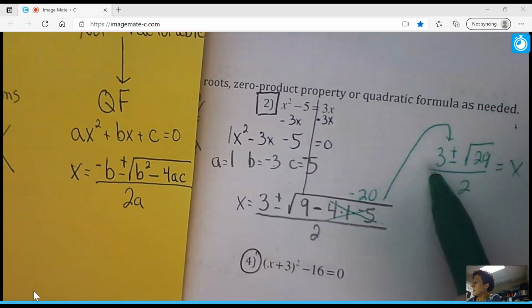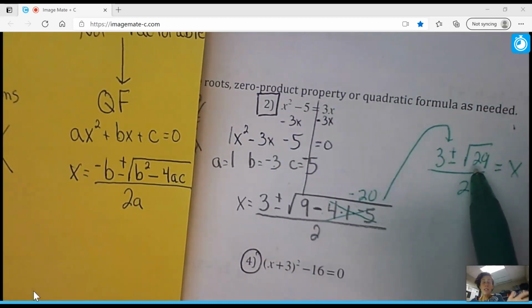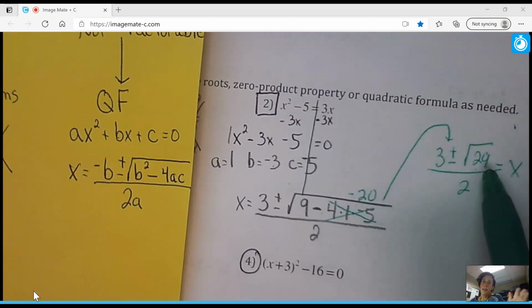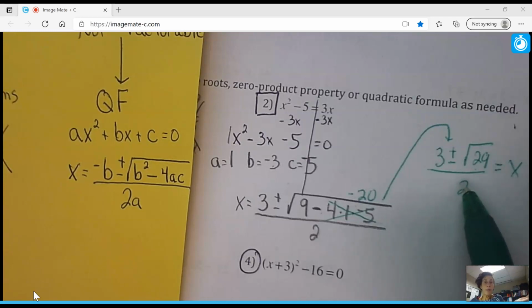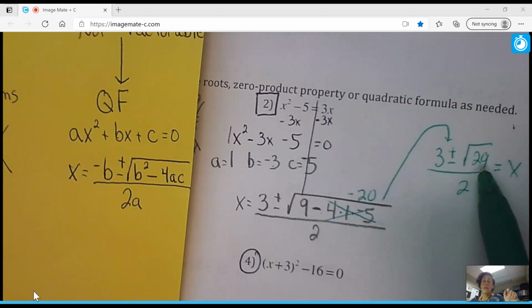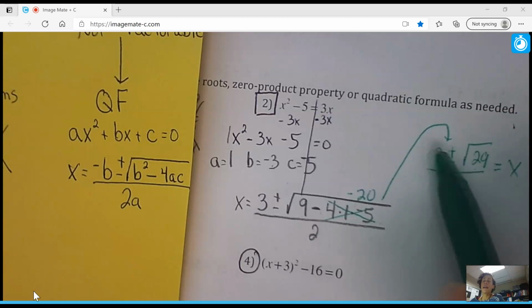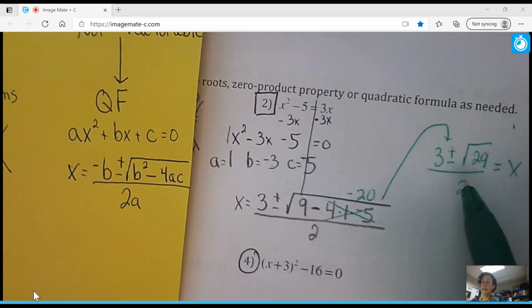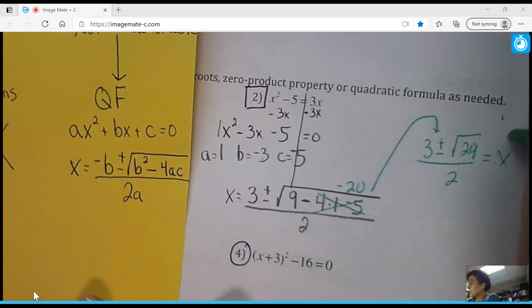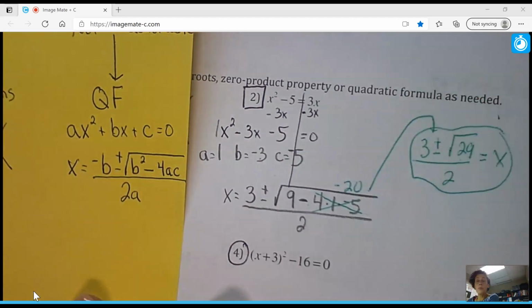One answer is 3 plus the square root of 29, which is about 5. So 3 plus about 5-ish, so around 8-ish, and then 8 divided by 2, our answer is around 4. The other answer is 3 take away the square root of 29, so again 3 take away about 5, so this is around negative 2-ish, and then negative 2-ish divided by 2 is around negative 1-ish. So we do have 2 answers, you just might not notice them right now.